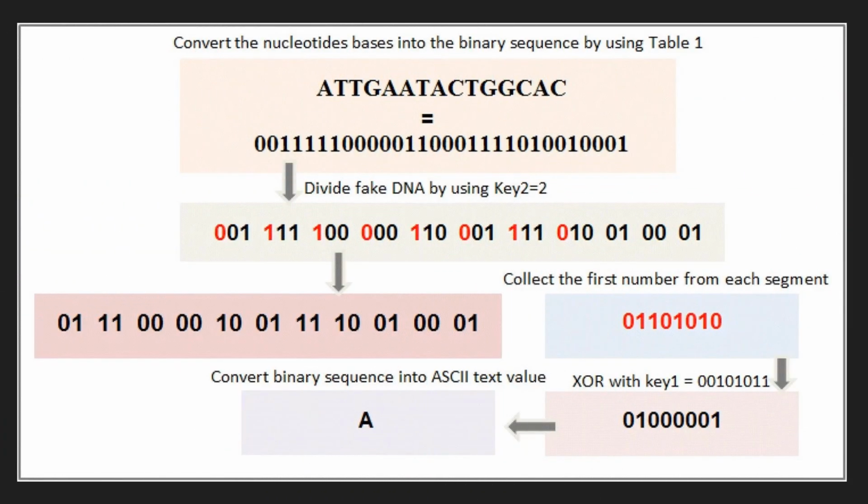Now let's move on to data decoding. Using the above table, we converted the incoming fake DNA sequence into a binary sequence. Then further, we subdivided the binary DNA sequence into segments with size equal to K2 plus 1, which in our case is fixed to 3. Now we concatenate the first bit from each segment to obtain the significant bits B. Then we XOR the first 8 binary bits of B with K1, the original key, and then convert the DNA sequence binary bits to ASCII text values.